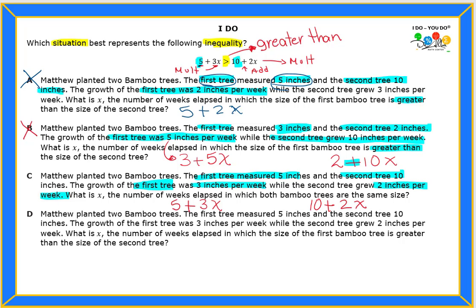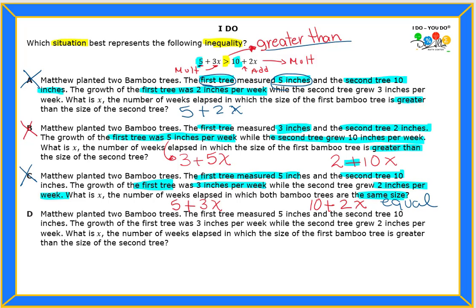Okay, so let's look at the last one. It says, what is x? The number of weeks elapsed in which both bamboo trees are the same size. Man, that's what messed it up, right? We're not looking for the equal. We're looking for what? Greater than. So nope, that cannot be my answer, right? So we only have answer choice D.